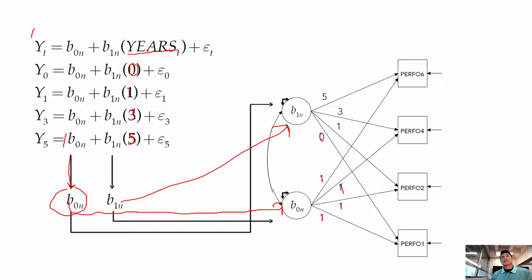So the very first time point, the time point in first grade, gets multiplied by 0. The time point in second grade gets a 1. Time point in fourth grade gets a 3. And then time point in sixth grade gets a 5. So with factors, we can basically create these intercepts. This is the intercept, and then this is the slope.